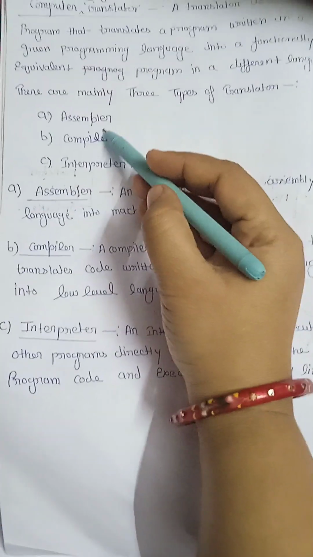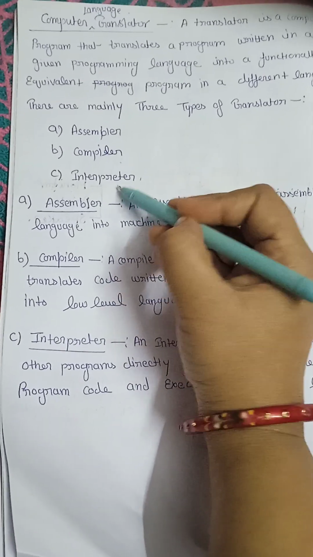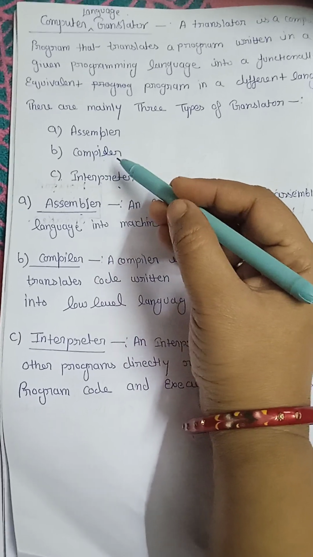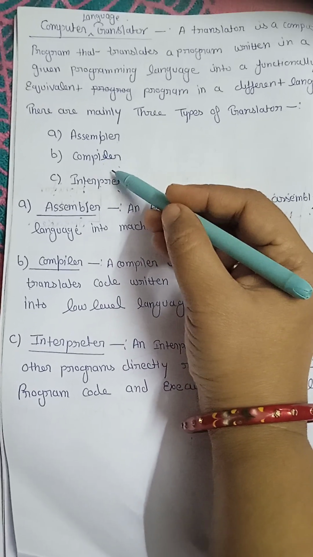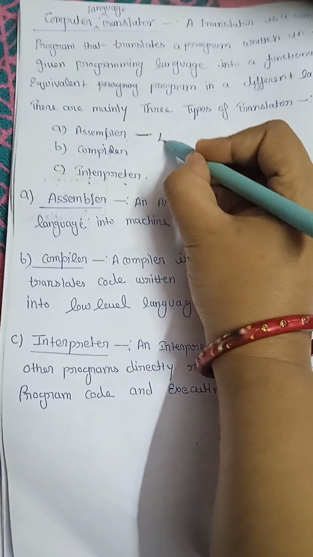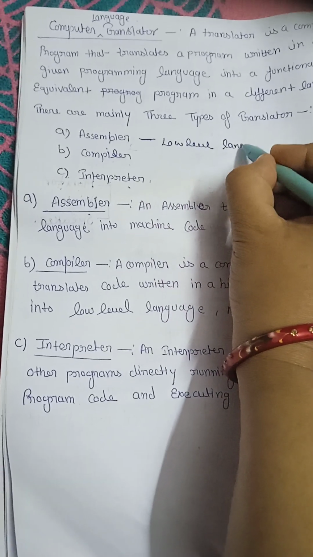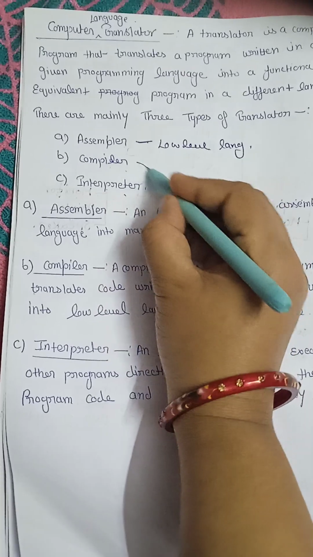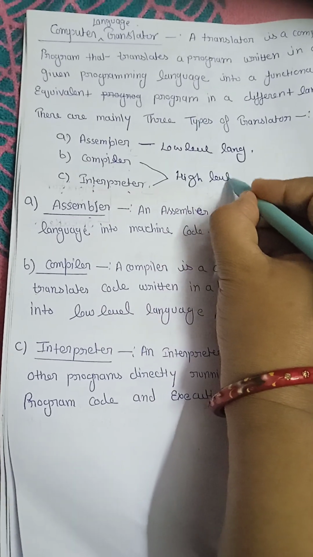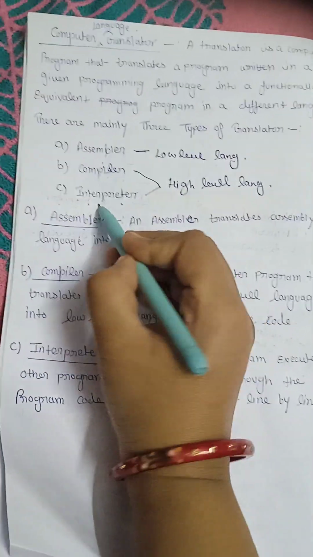What are the translators? Assembler, compiler, interpreter. Compiler and interpreter we use for the high level language and the middle level language, while the assembler is used for the low level language. Okay, so these two are used for the high level language. Okay, compiler and interpreter.